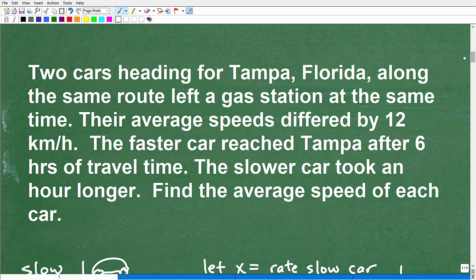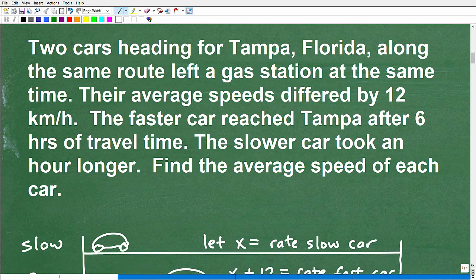All right, so I've already read it once, but let's think about this again. We've got 2 cars heading to Tampa. It could be anywhere. They're on the same route, and they left the same place, the gas station, at the same time, and their speeds are different. I'm just doing a quick overview, right? We've got a faster car and a slower car, and we want to find the average speed of each car.